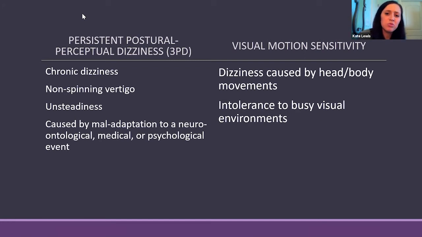And then we can have somebody who presents with visual motion sensitivity. And that's dizziness caused by head and body movements. And those individuals usually have intolerance to busy visual environments. Again, that one's similar to 3PD in that we think it's kind of a mismatch in the integration of the visual and vestibular systems. They're just not talking to each other the way they need to.